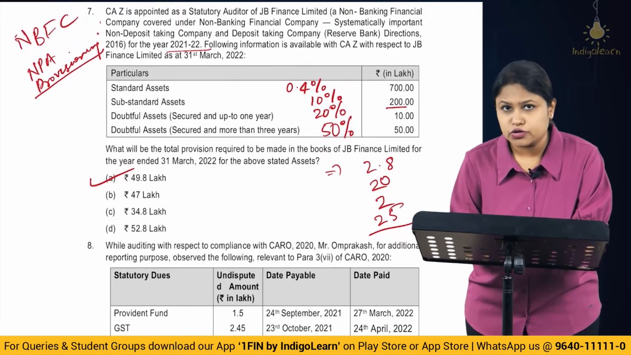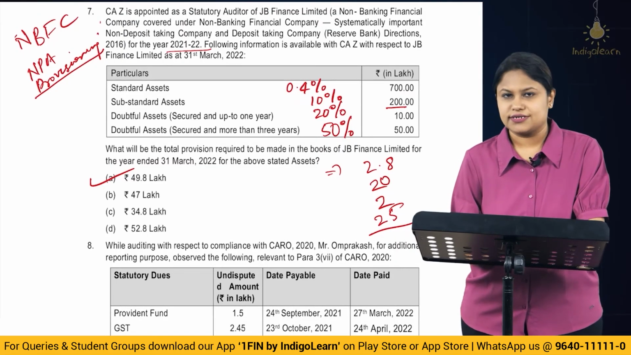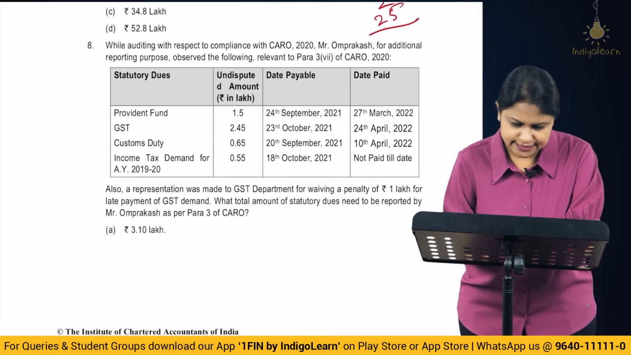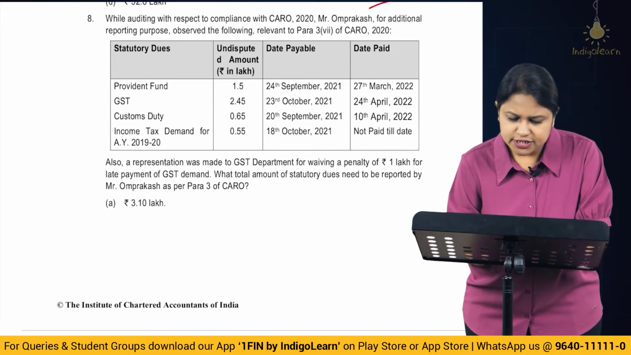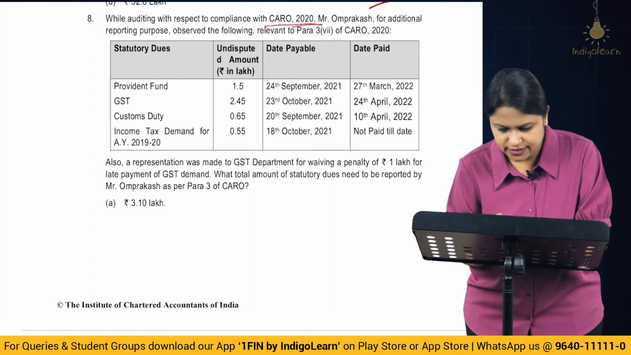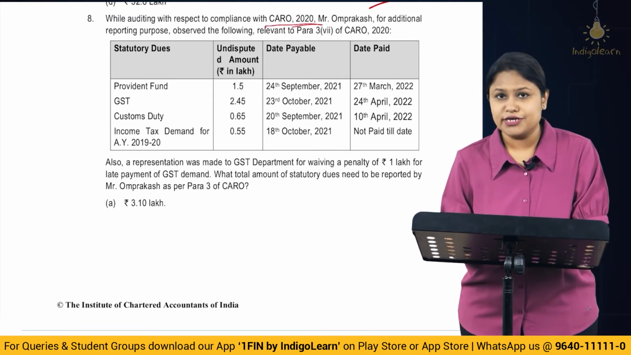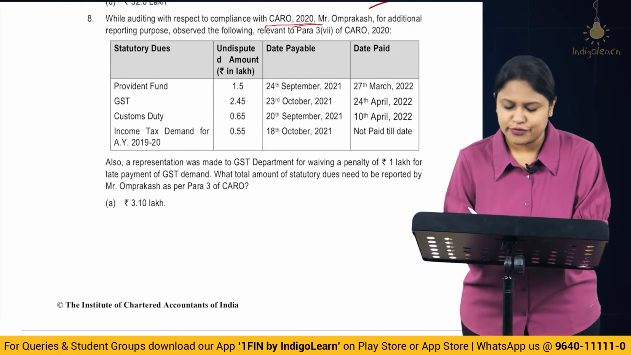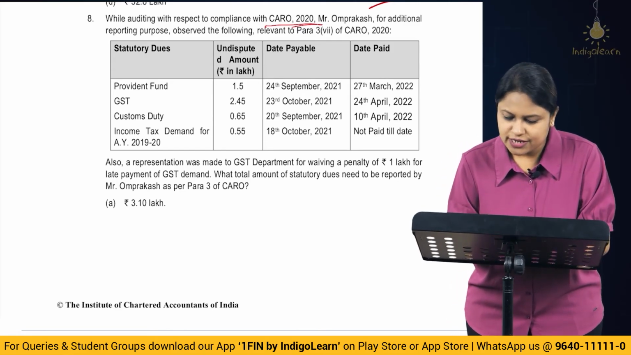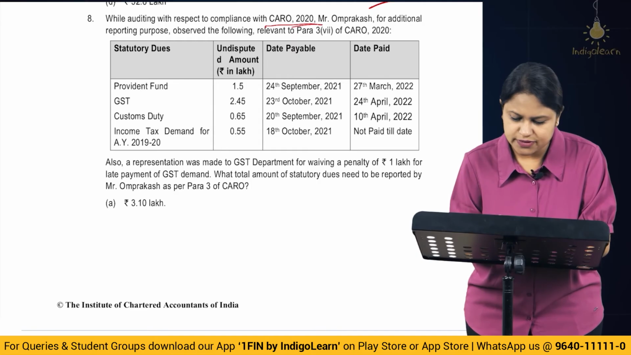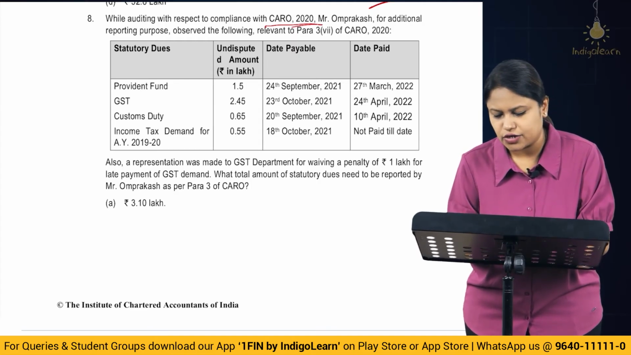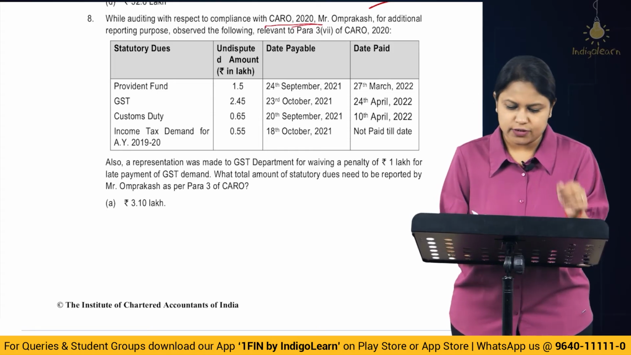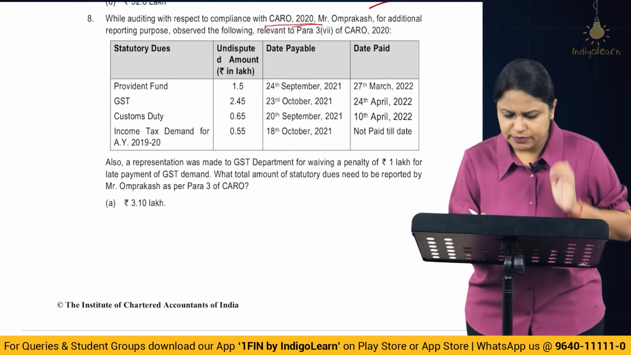Understand this, you will be able to do only if you remember the provisioning percentages. So you have to be very particular. Alright? Then, eighth one. While auditing with respect to compliance with CARO 2020, in this coming examination, be assured with the questions coming from CARO 2020. Mr. Om Prakash, for the additional reporting purpose, observe the following relevant to para 3 clause 7 of CARO 2020. Okay, so it is about clause 7. So it is about non-payment of dues.